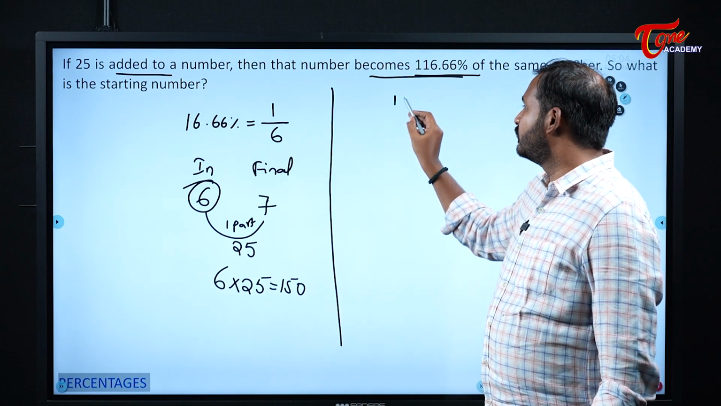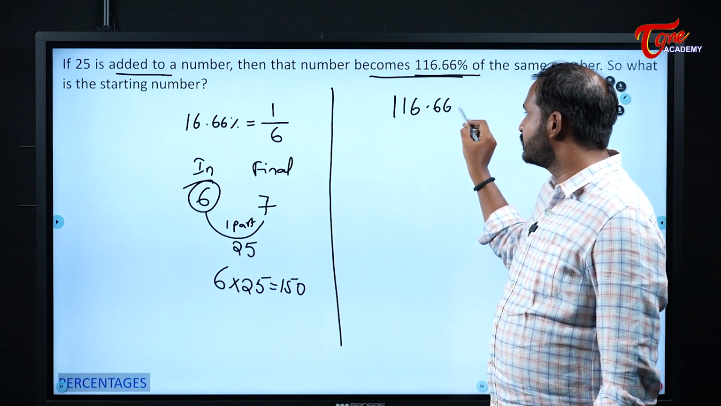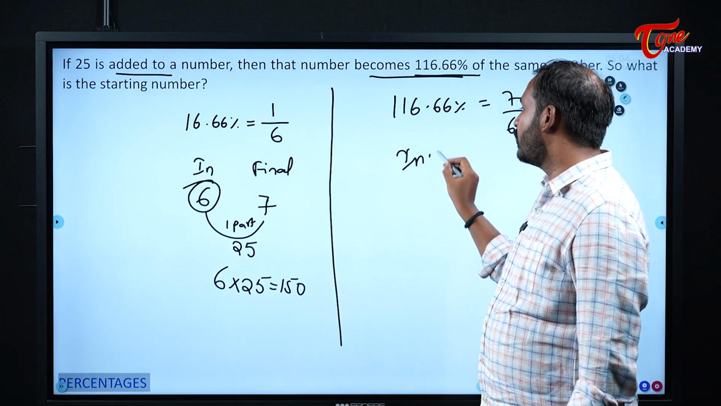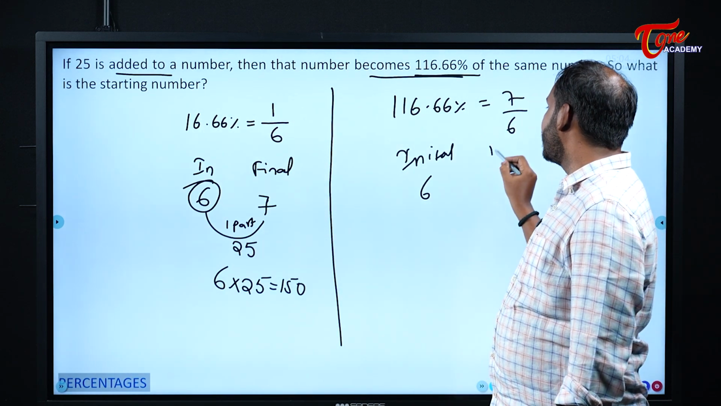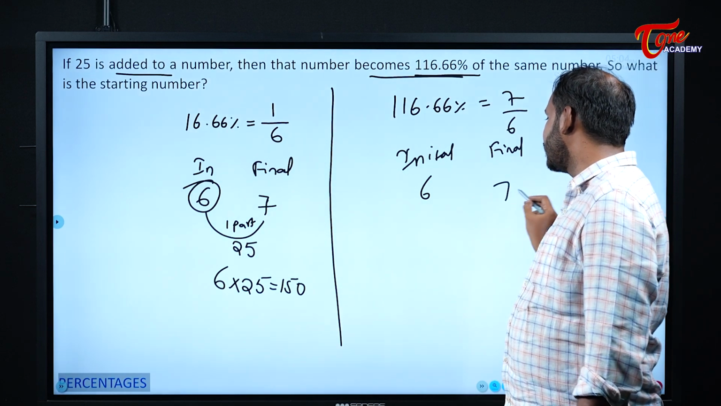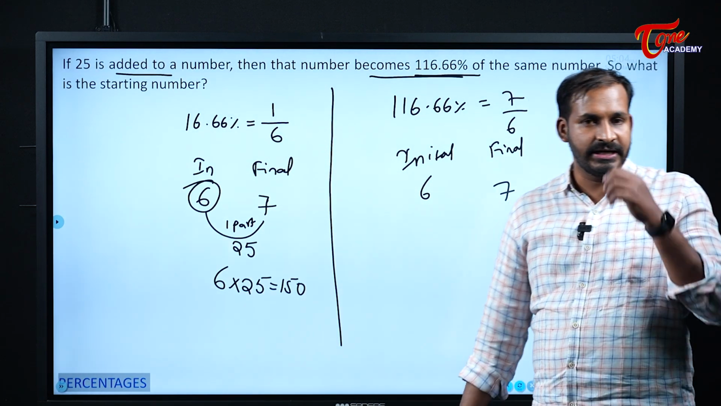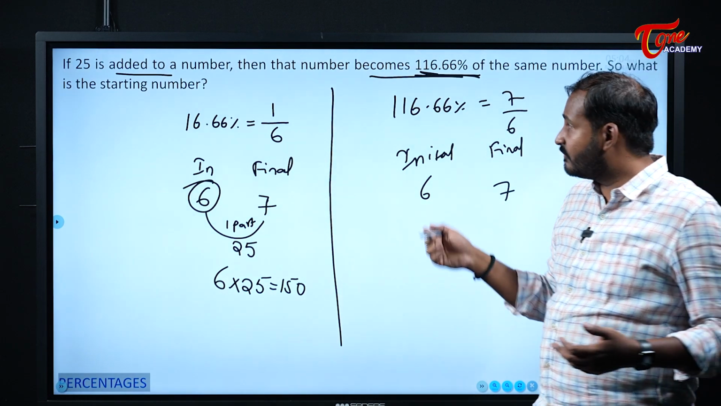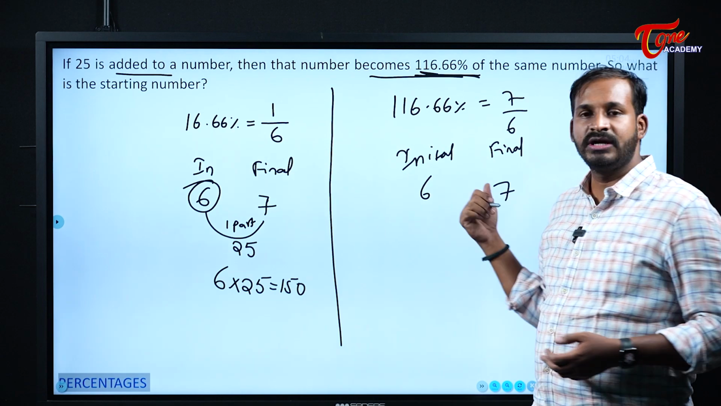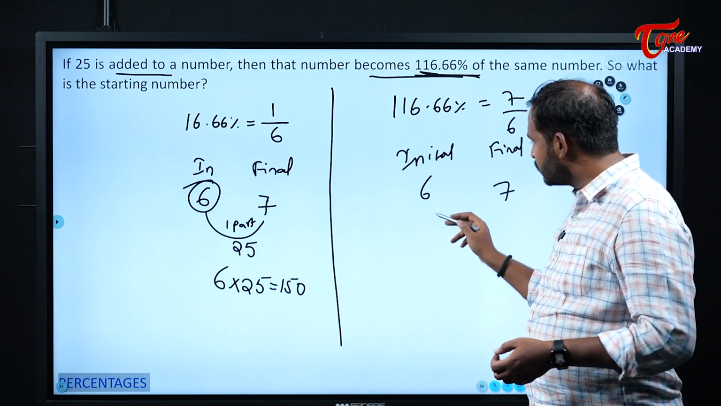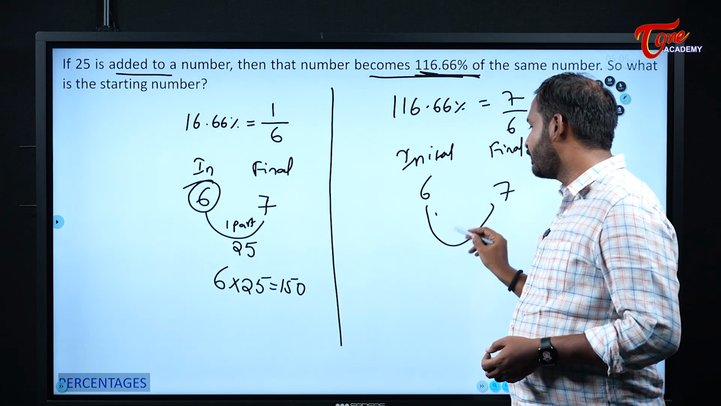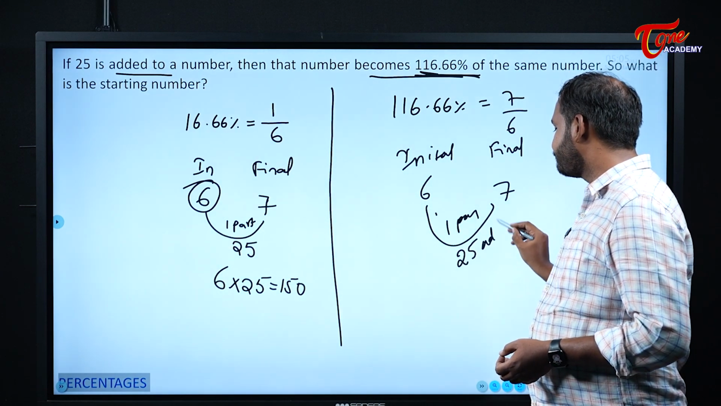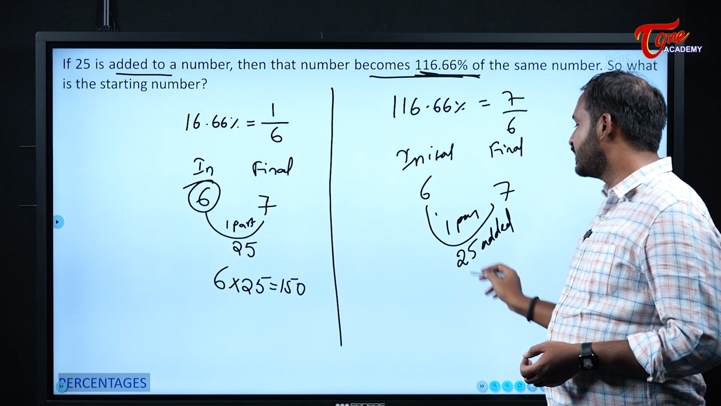If not, directly you take 116.66%. This is also fine. This will become what? 7 by 6. Here initial will become 6 and final will become 7. Don't add once again 6 plus 7 and write it as 13. Why? Because this is 116% of. If it is 116% of, then directly you can take that as 7 parts. Here also the same concept. If you observe the difference, 1 part, and this difference was because 25 is added. The reason is 25. So, 1 part is 25.